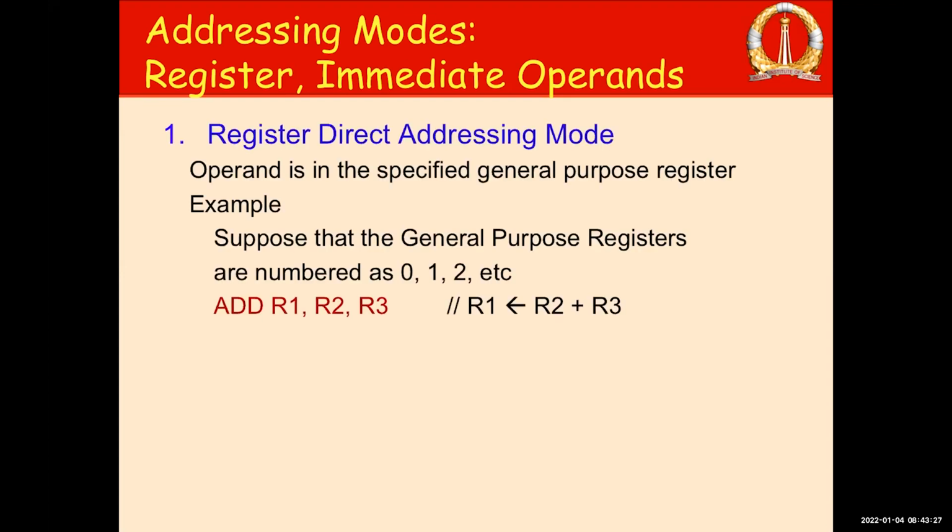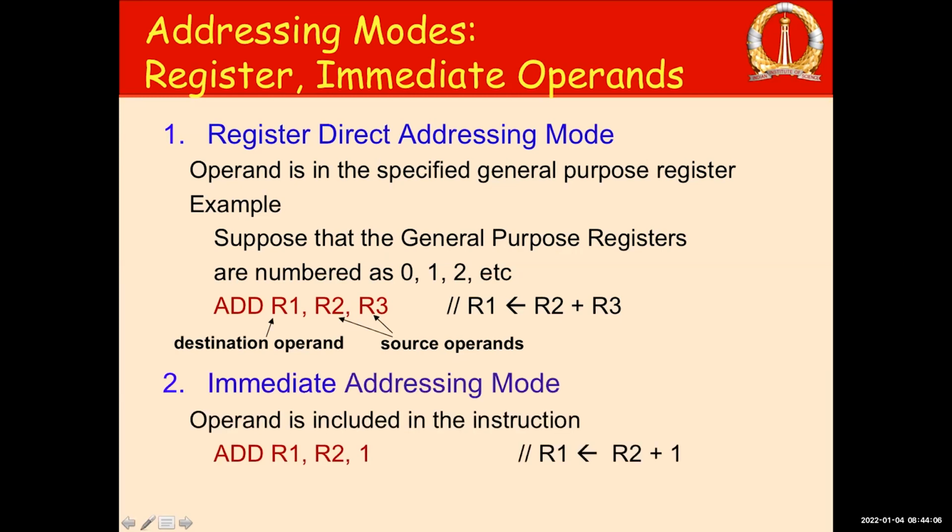Okay, the first addressing mode and the simplest addressing mode is the register direct addressing mode, in which the operand is available in a register. For example, again in the same instruction, add R1, R2, R3, there are 2 source operands R2 and R3 and 1 destination operand R1. So here the operand values are stored in the registers, therefore those values are used, the addition is performed, and the result value is stored in the destination register. That's the meaning of this instruction. But the operands themselves are in the registers.